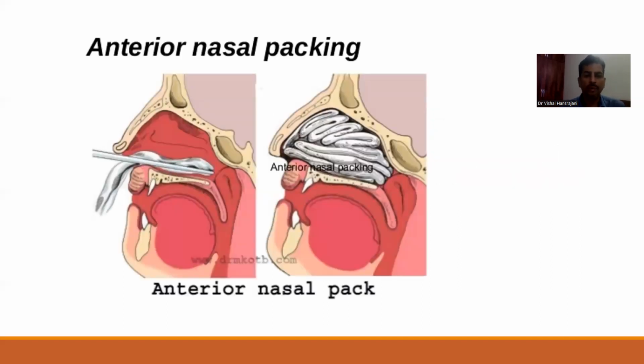This is the anterior nasal packing. You can see that from anteriorly we are packing the nose layer by layer, so that the whole cavity is packed. The basic fundamental of this pack is to apply pressure. The anterior nasal packing is done bilaterally because the pressure definitely will be more if we pack the nose bilaterally.